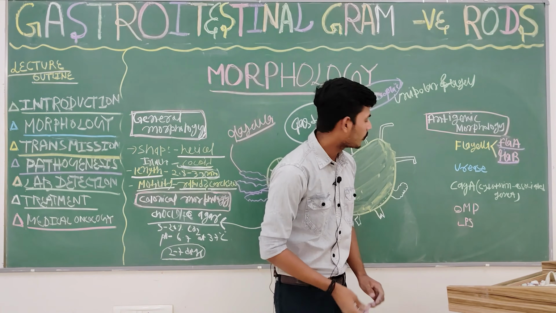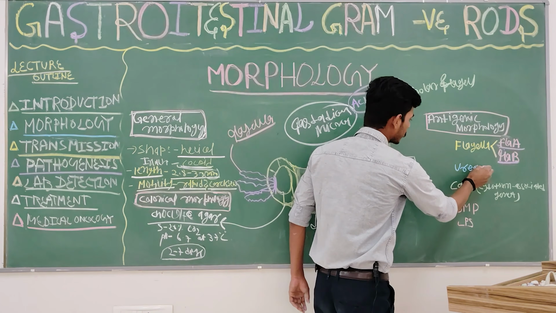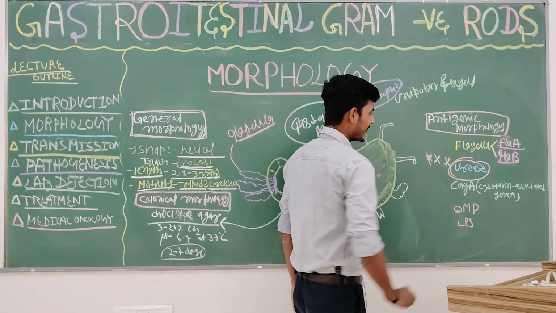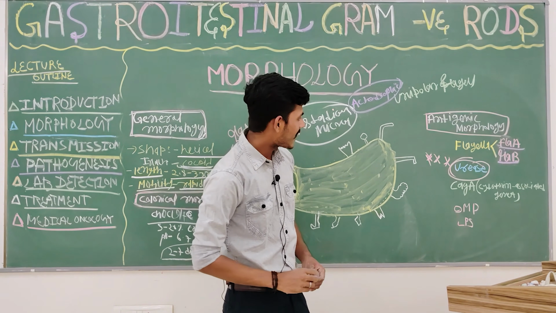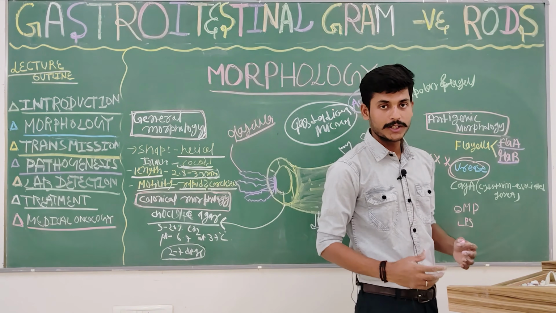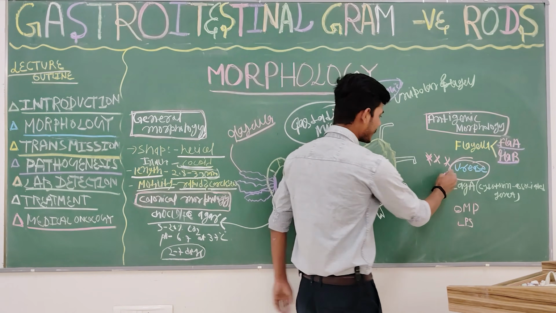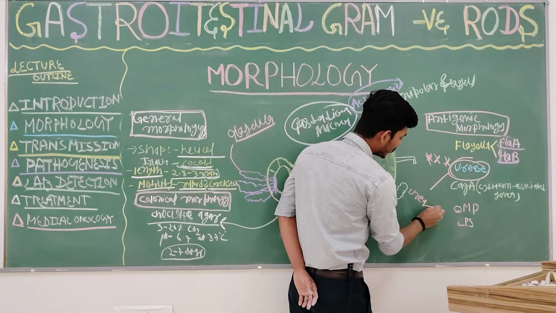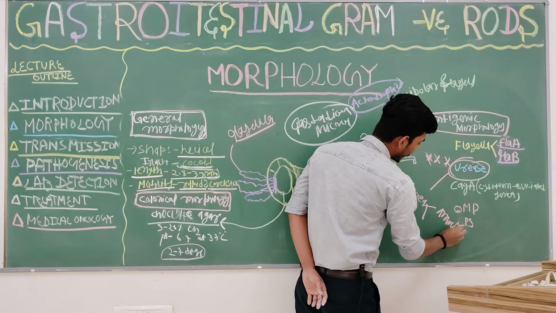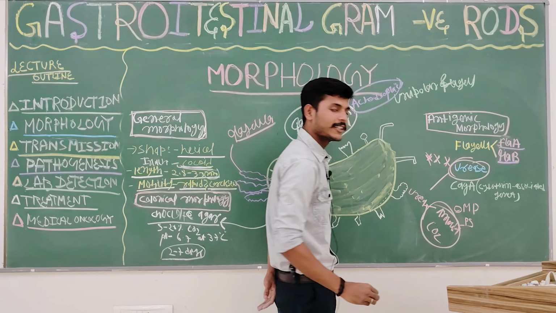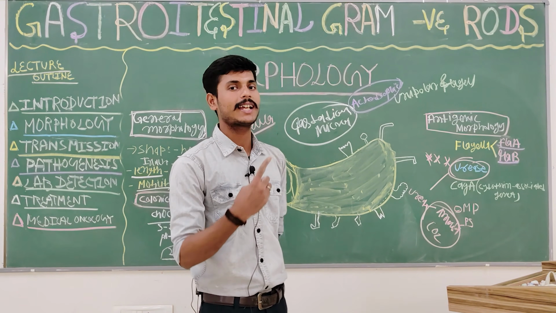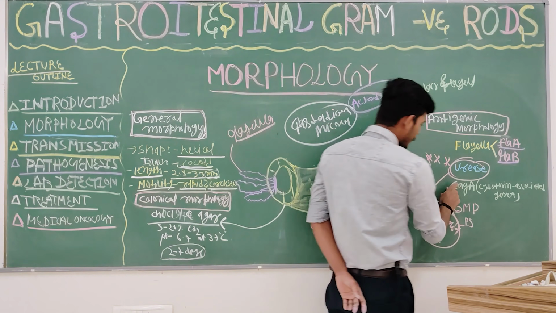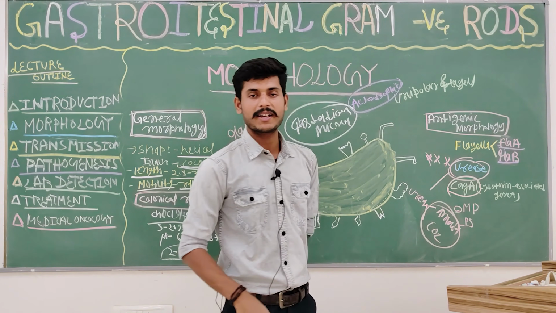Another thing is that it has the urease enzyme. Put a star mark over here. This enzyme breaks down the urea into ammonia and carbon dioxide, and thereby it neutralizes the hydrochloric acid.